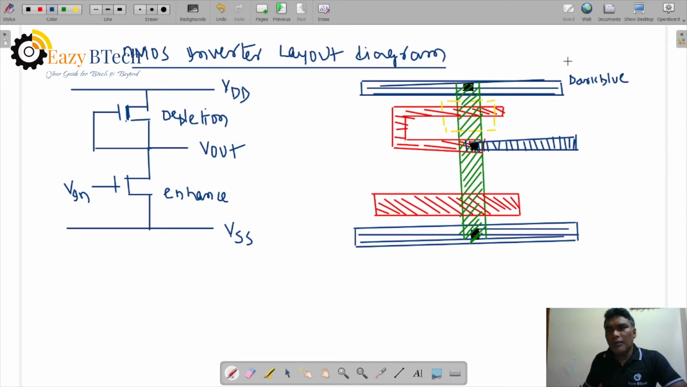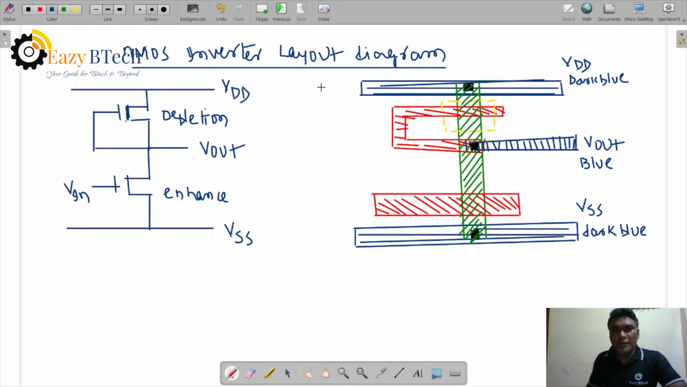VDD is dark blue. VSS is also dark blue. Vout is a blue color. So it is metal 1, metal 2, right?